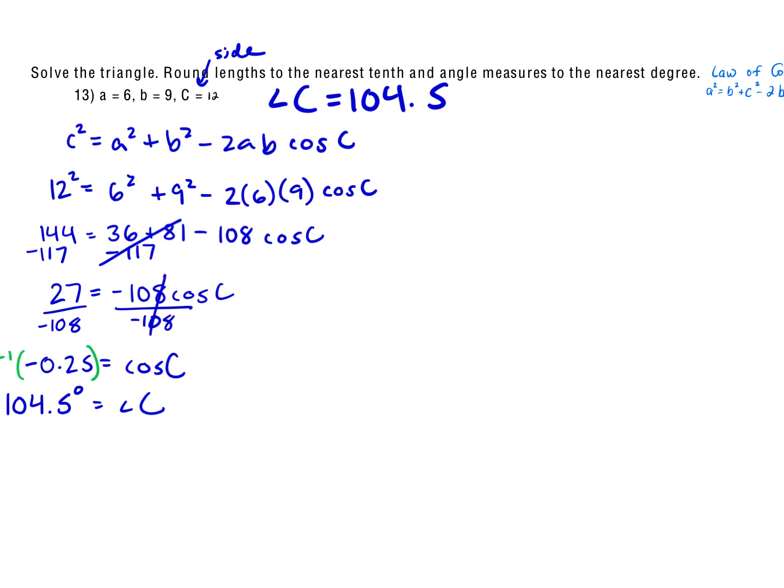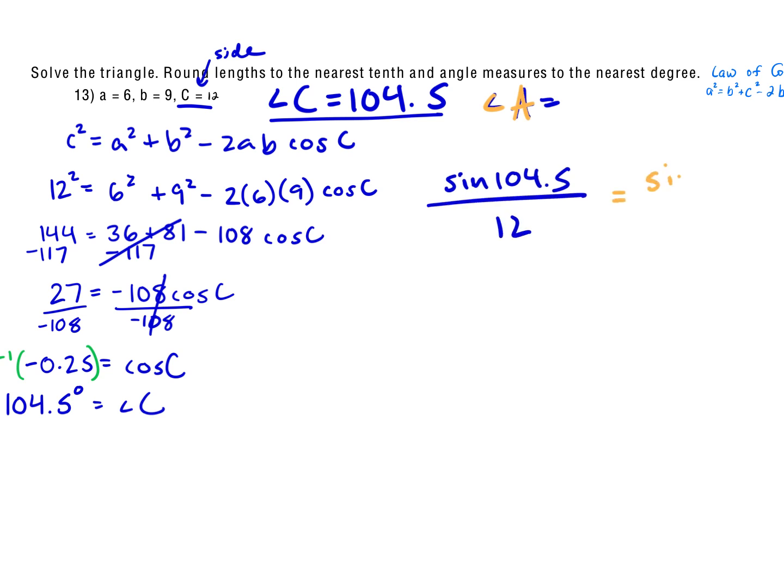We still have to find angle A and angle B. Next, let's start with the smallest one. You always want to find the largest first. Second is smallest. So let's find angle A next. So I'm going to start with the proportion that I have now. I'm going to use law of sines. So we have a pair. We have the C's now. So sine of 104.5 over 12 is equal to sine of A over 6.